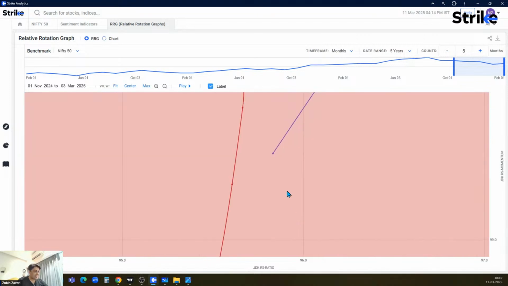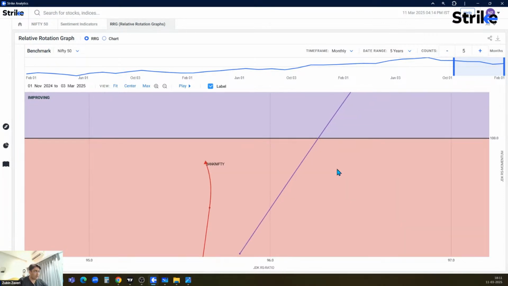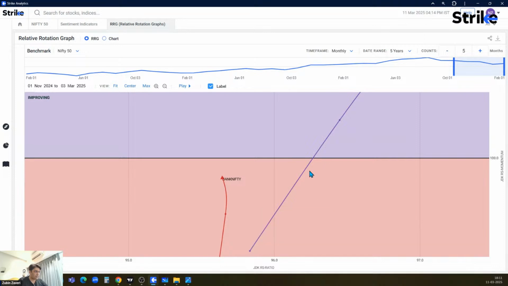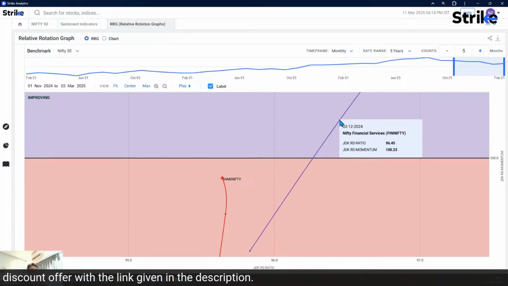Now for Nifty Financial Service, you can see that the RS ratio was at 95.83 and momentum was at 99.43 in the month of November. Then what happened in the month of December? From this dot, it has gone up. The momentum has gone up from 99.43 to 100.23, and the RS ratio from 95.83 has gone up to 96.45.